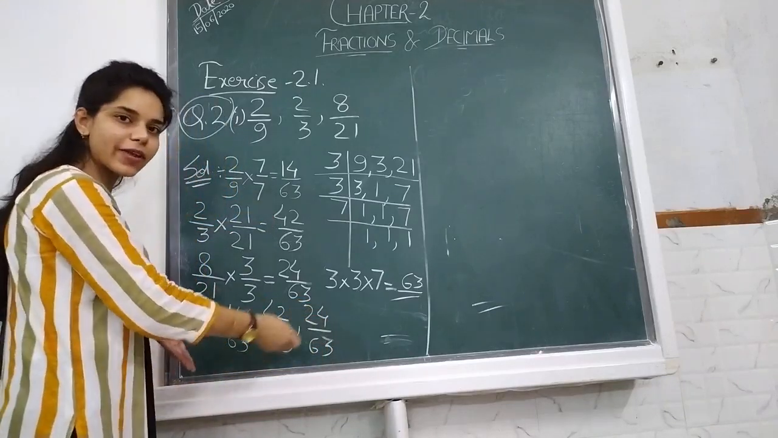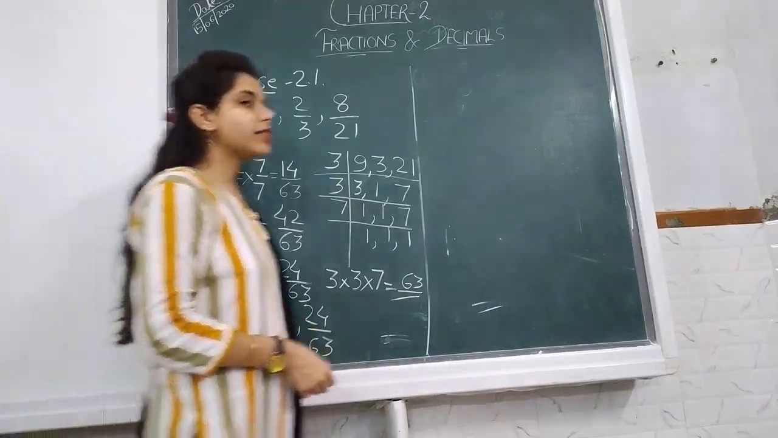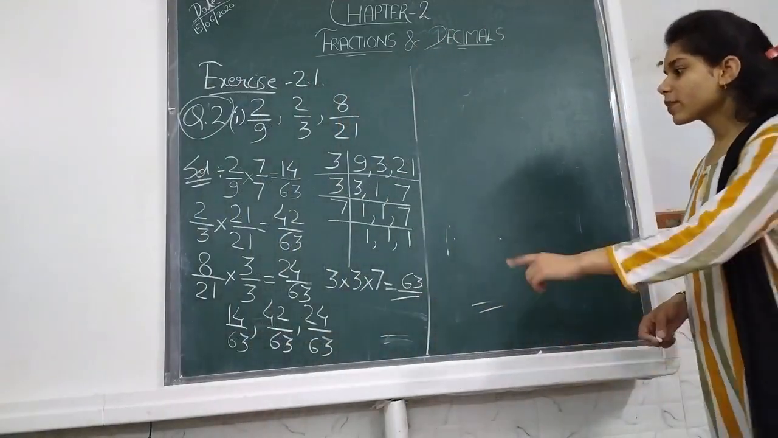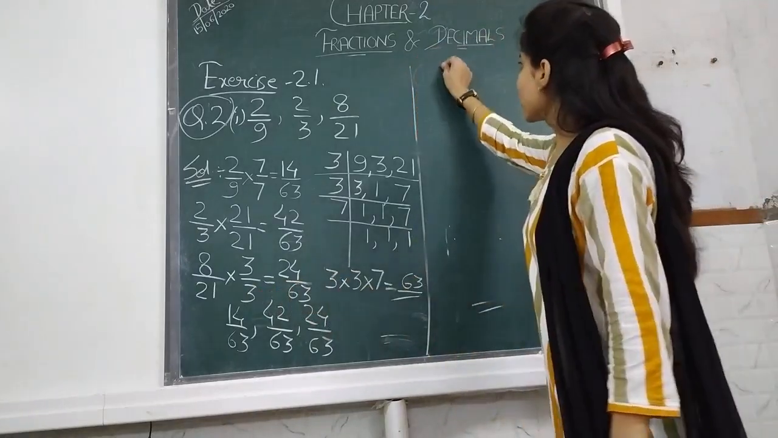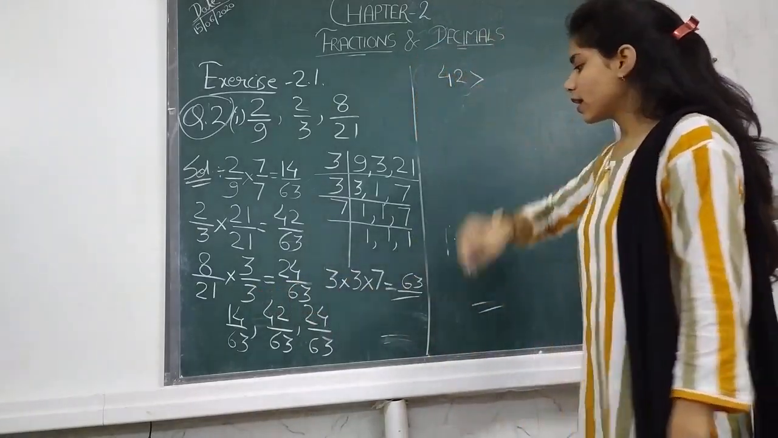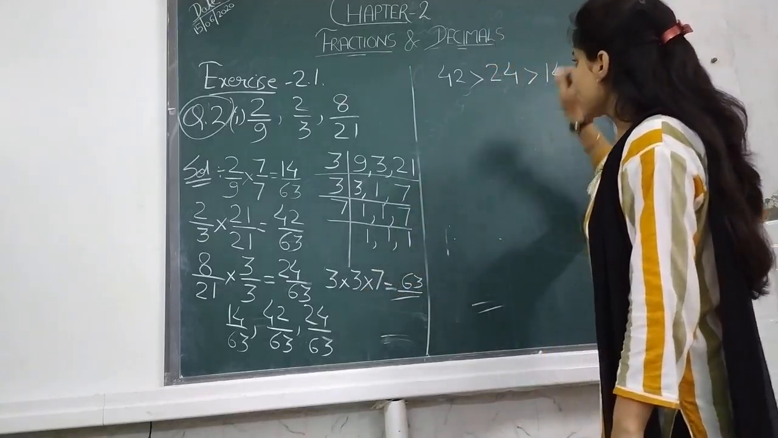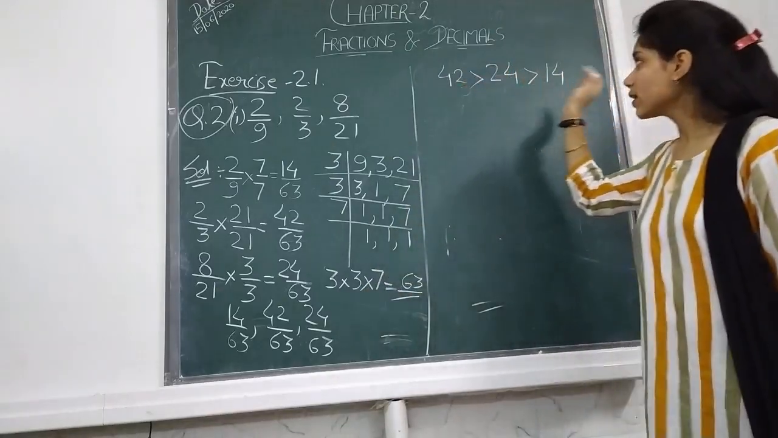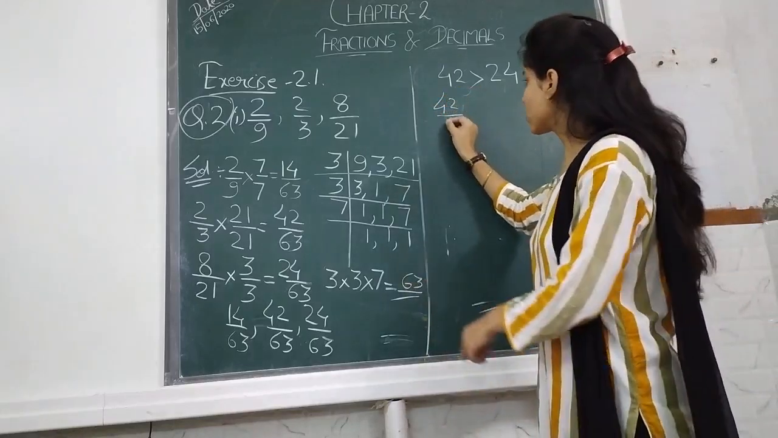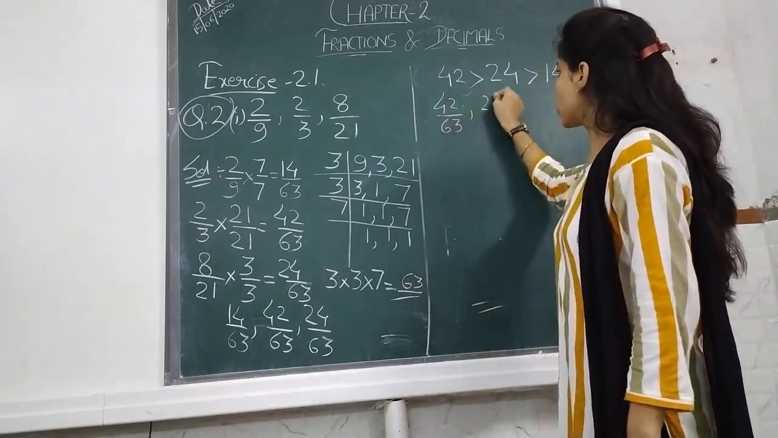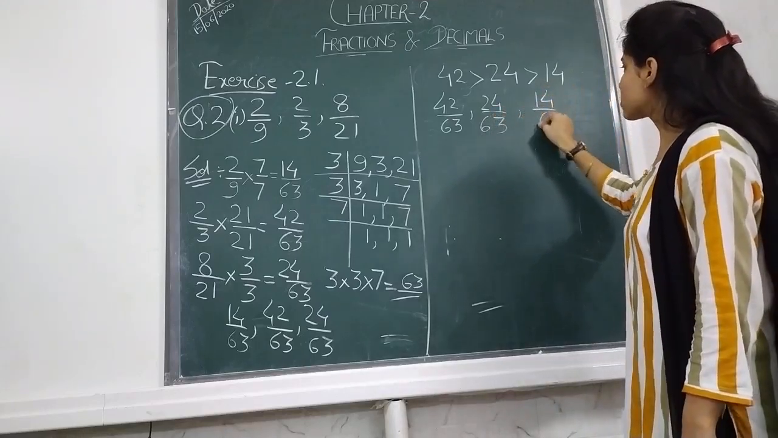Now they are like fractions because their denominators are the same. So arrange their numerators. What is the largest value of the numerator? 42. 42 is greater than 24, then 14. So we can arrange it in descending order. So 42 upon 63 will come first, then 24 upon 63, then 14 upon 63.